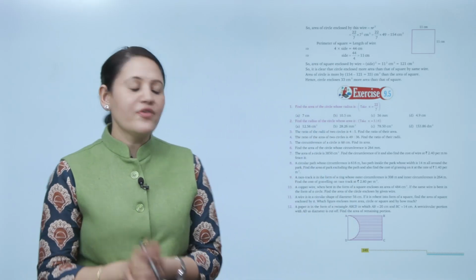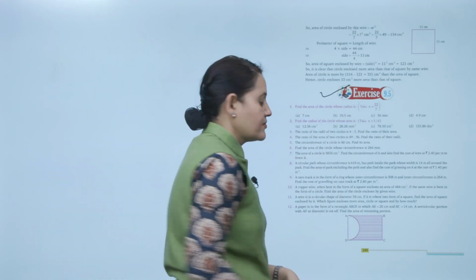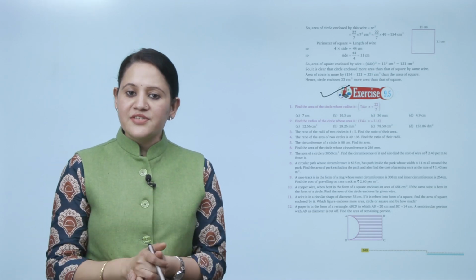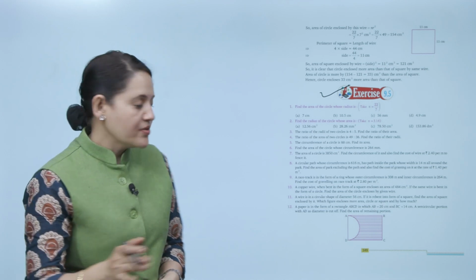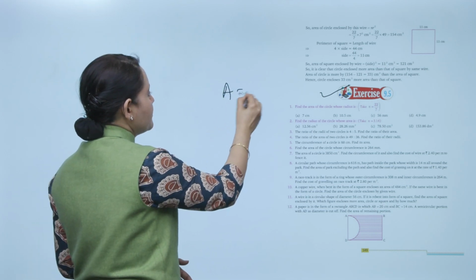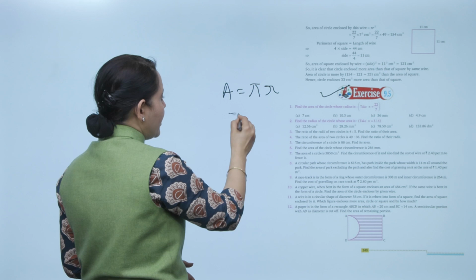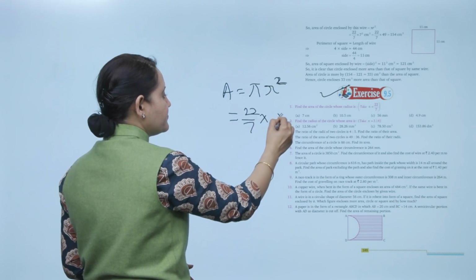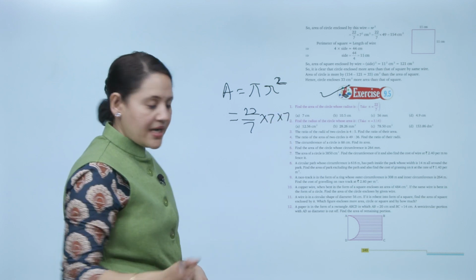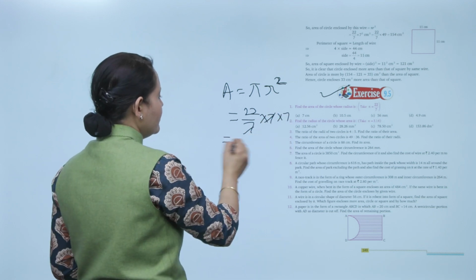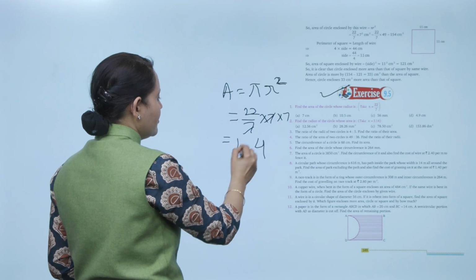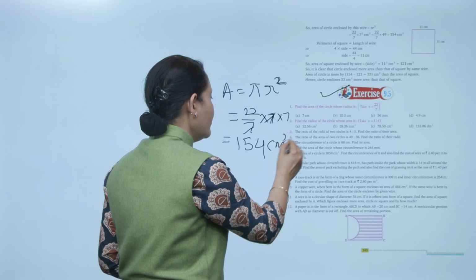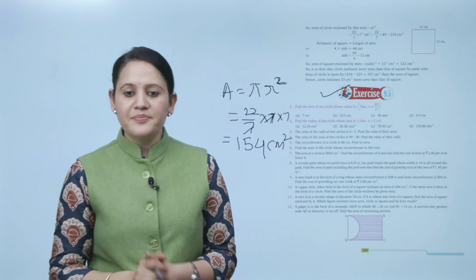Next is exercise 9.5. Find the area of a circle whose radius is 7 centimeter. Pi we have to take as 22/7. So area of the circle, that is pi r square. Pi here we will take 22/7. Radius is given 7, into 7. Pi r square, 7 cancels with 7, so 154 centimeter square. That is the area of the given circle. Clear?